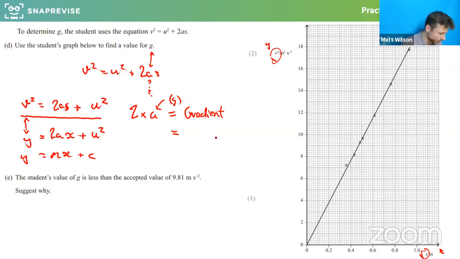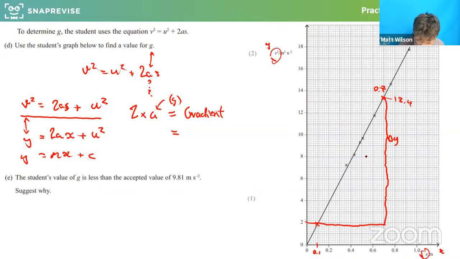So first of all, what's the gradient? Well, we have some options for where we should measure this from. I will choose some convenient points. This here is at a height of 13.4, and it's along by 0.7 on the x-axis. And then let's choose another point. I think maybe this point here, which is at 0.1 on the x-axis and at 2 on the y-axis. So here's the triangle that I'm going to use to find my gradient. Apologies for the very wobbly line.